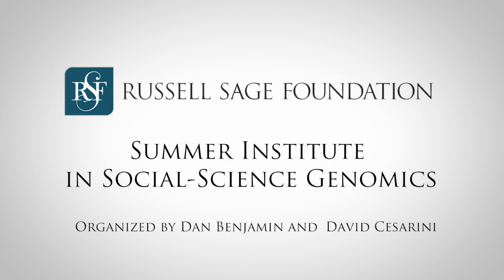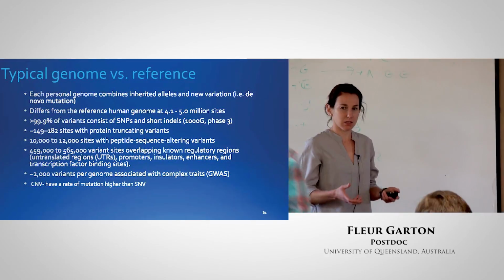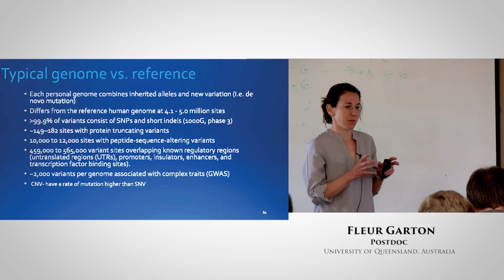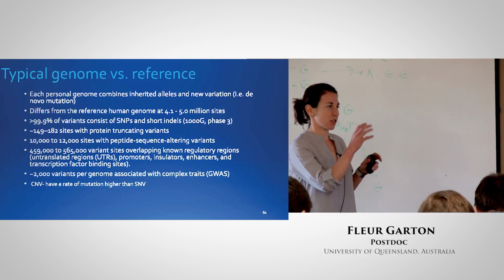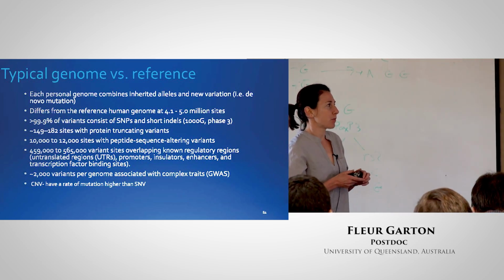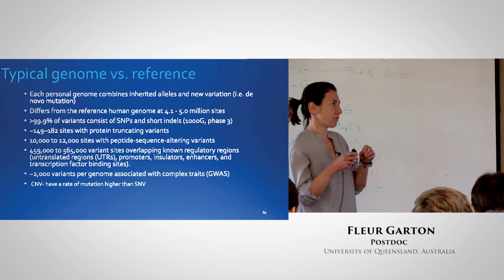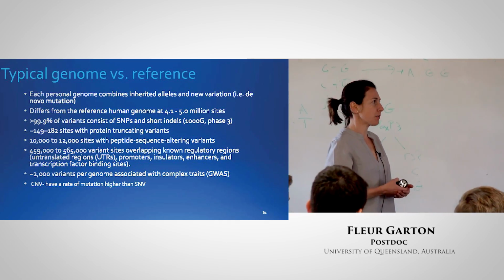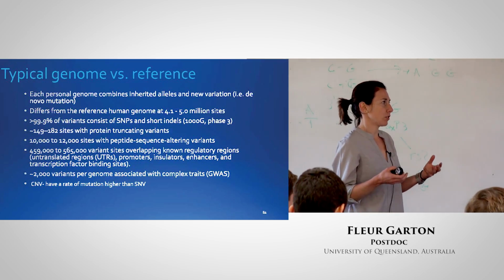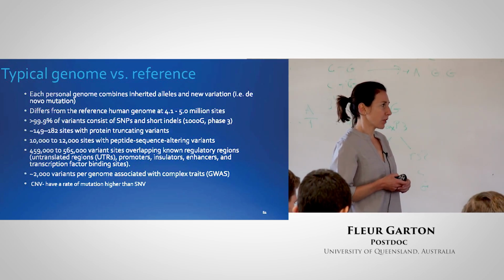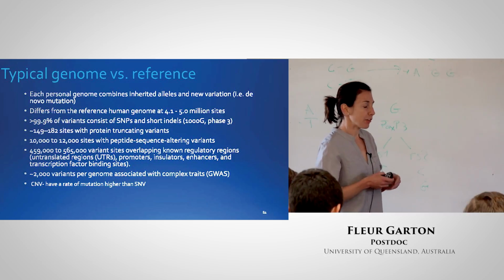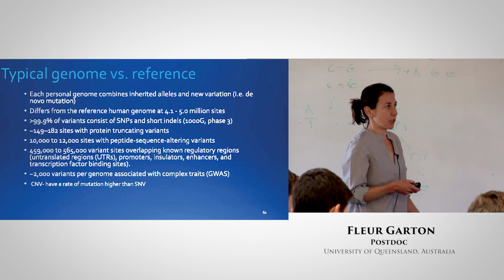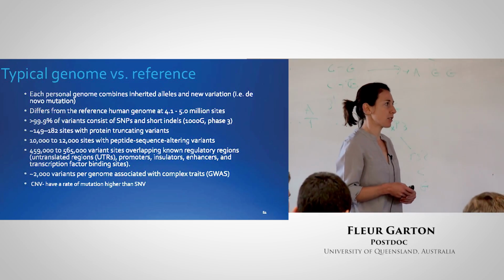I guess we've talked a little bit about variation that exists in the human genome. So what I have here is just a typical genome versus the reference genome. Each personal genome combines inherited alleles and also new variation, and then you've also got your de novo mutations as well. On average, this differs from the reference human genome at approximately 4 to 5 million sites.